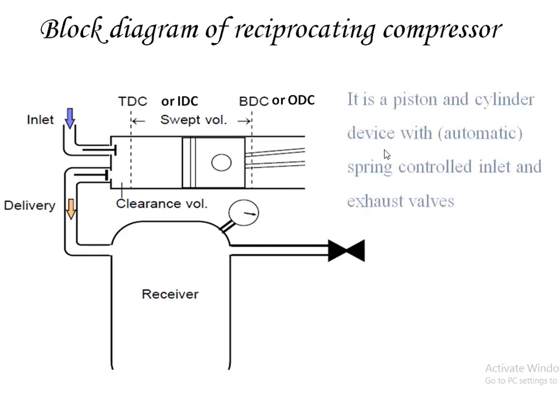So basically, you can call it a piston. A compressor can be called a piston and cylinder device with automatic spring controlled inlet and exhaust valves.